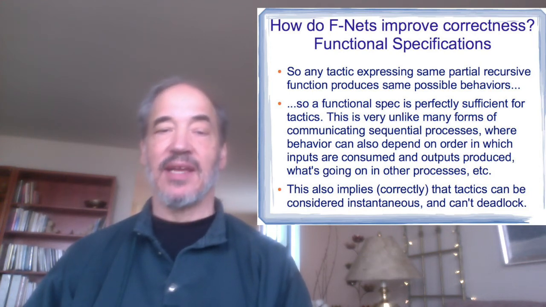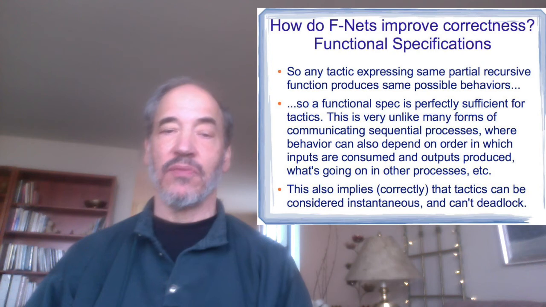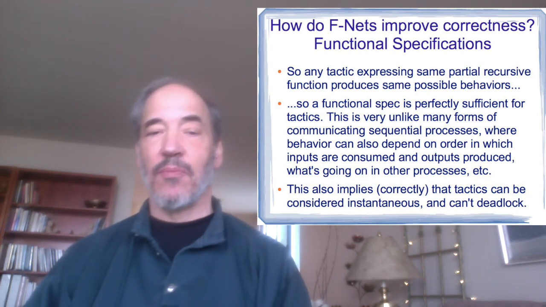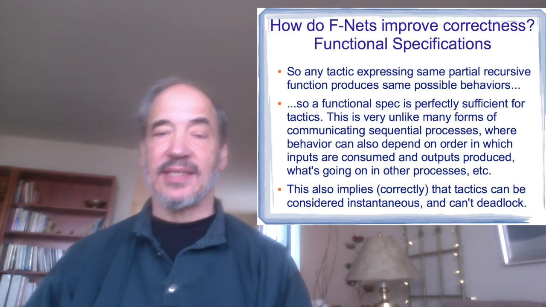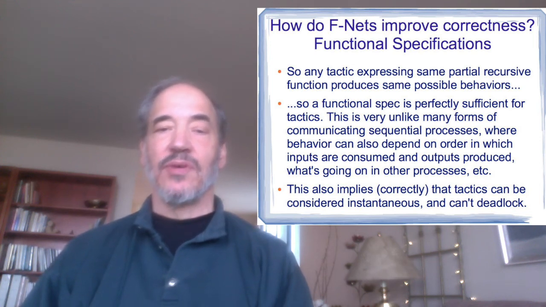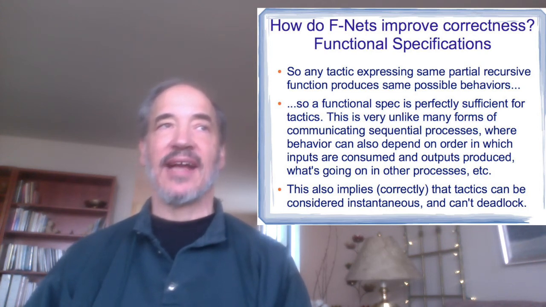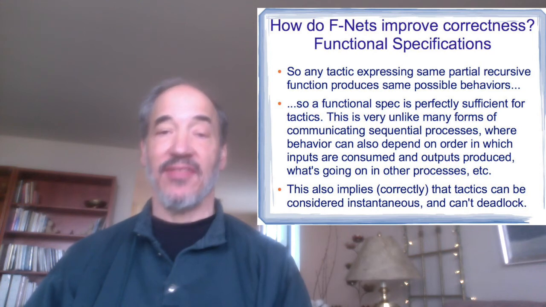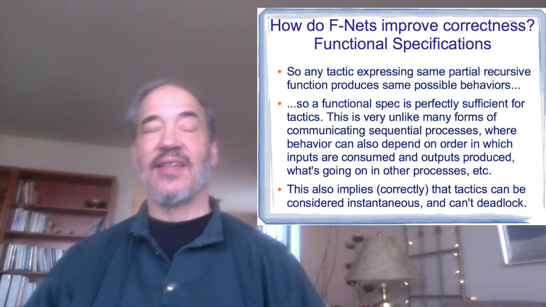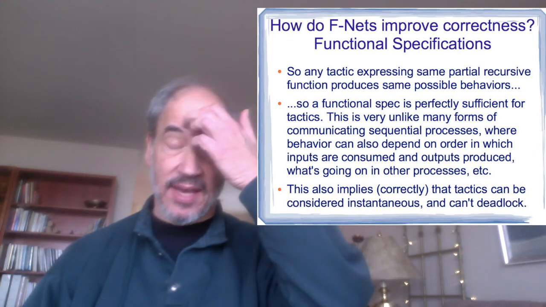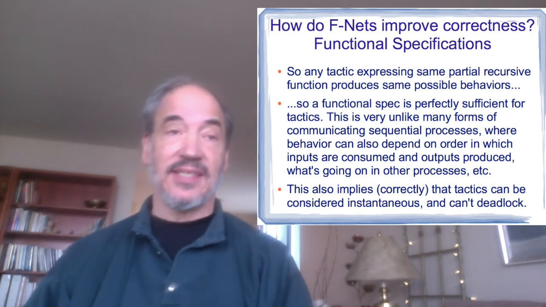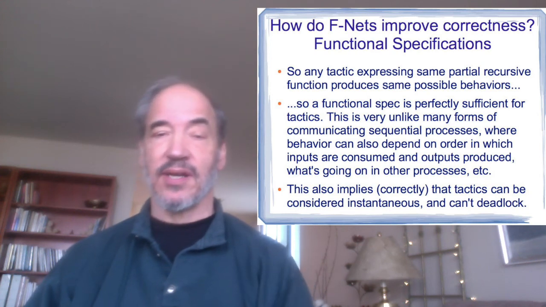That's very unlike many other forms of communicating sequential processes, where the behavior can also depend on the order in which the inputs are consumed and when the outputs are produced, what's going on in other processes, etc. This also implies correctly that tactics can be considered as occurring instantaneously and that they can't deadlock. So, as we're considering what's happening inside of a tactic, we only have to consider what's happening there. We don't have to think of any other tactics doing their thing at the same time, because each tactic is a simple functional mapping. It doesn't depend on what's going on elsewhere.